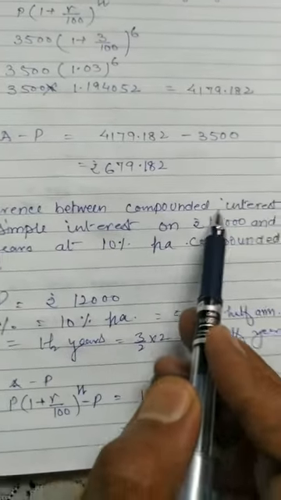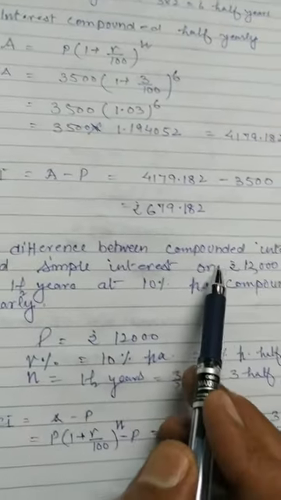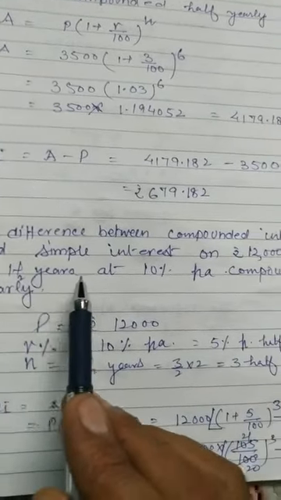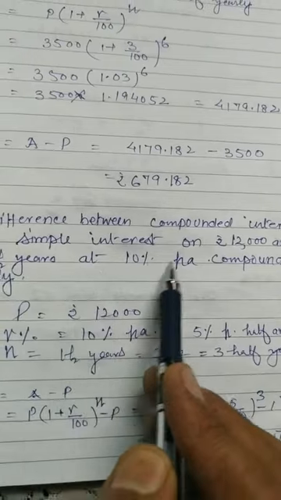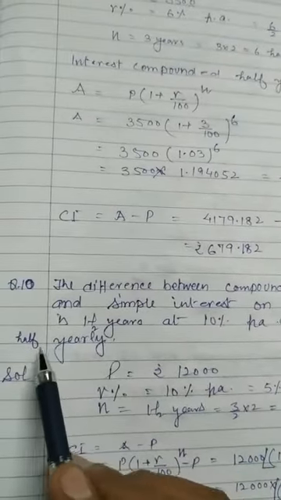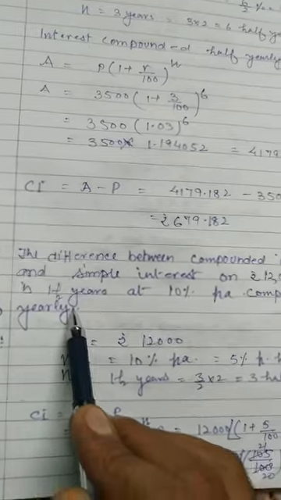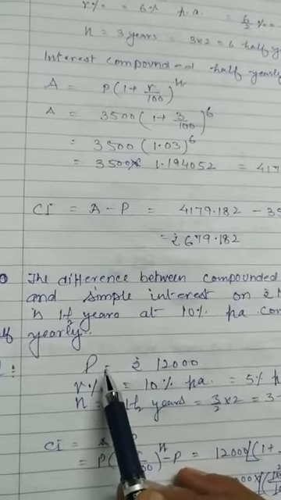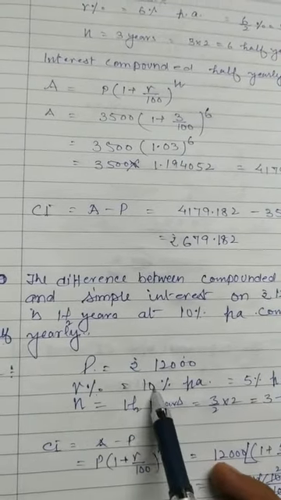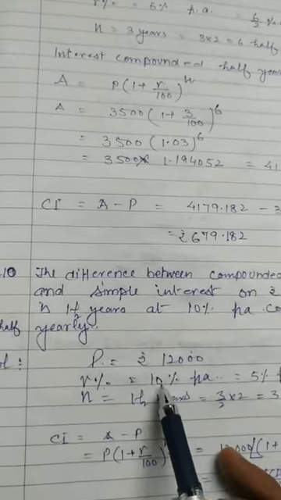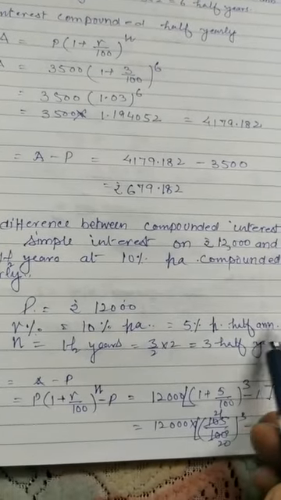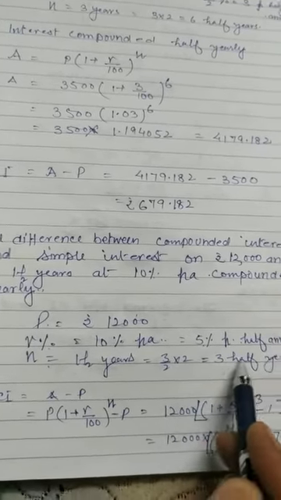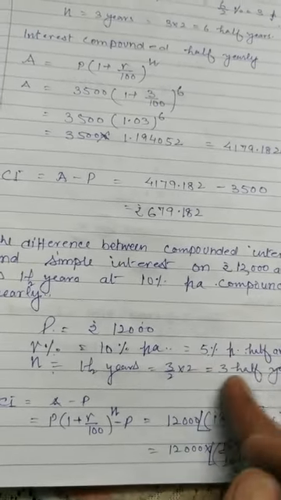The difference between the compound interest and the simple interest on 12,000 rupees in 1.5 years at 10% compounded half yearly. Interest compounded 10% half yearly. That equals principal 12,000. R equal to 10% per annum. This is the 10th question. That equals 10% and 5% per half year. And time period equal to 3 by 2, that is 18 months, that is equal to 3 half years.